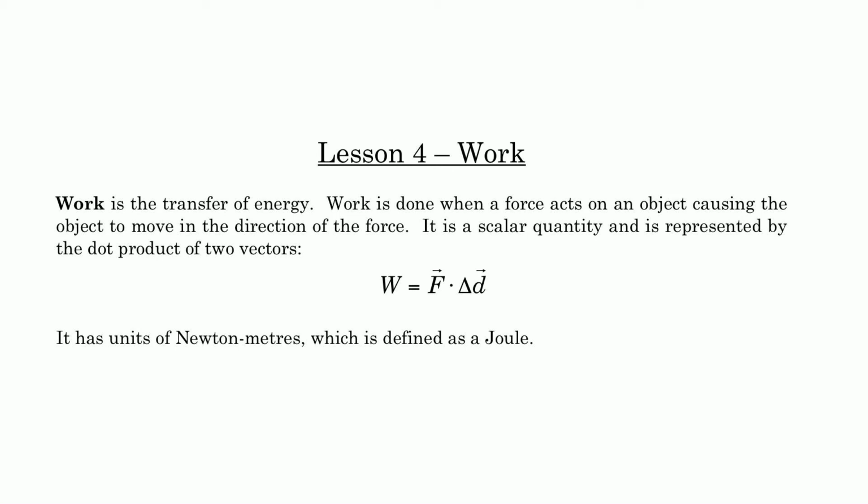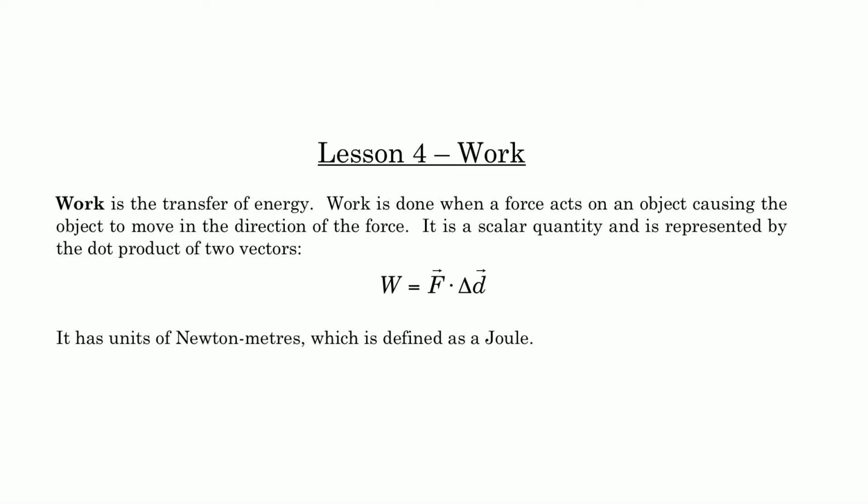Work is basically the transfer of energy. It's done when a force acts on an object, causing the object to move in the direction of the force. Okay? So here we've got force applied over a distance. With impulse, we had force applied for a time. Work is a little bit different than impulse. It is not a vector.